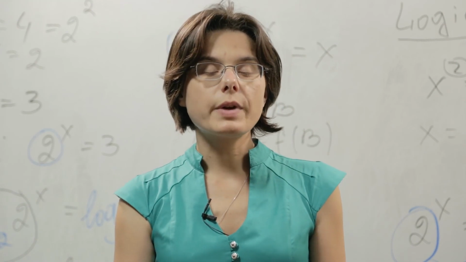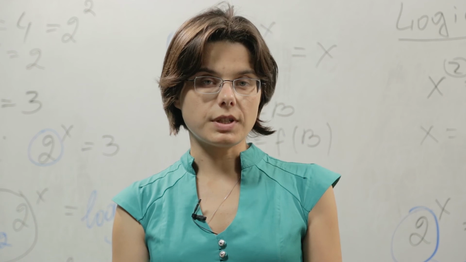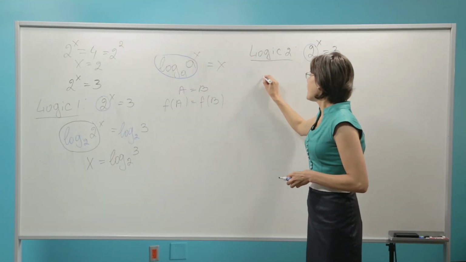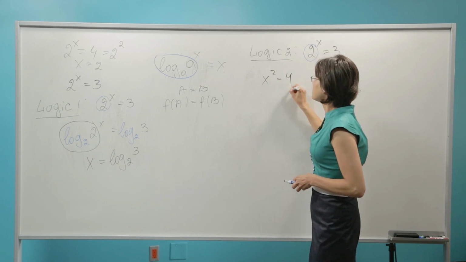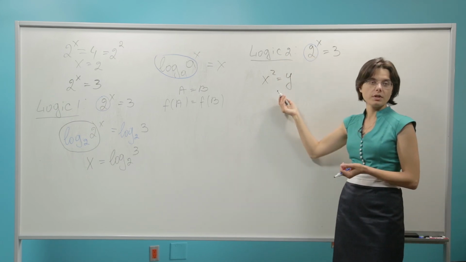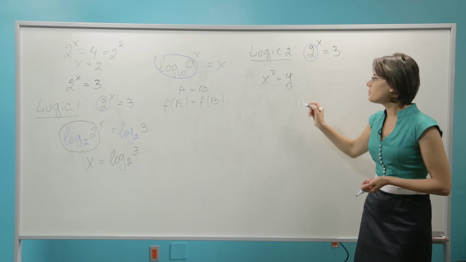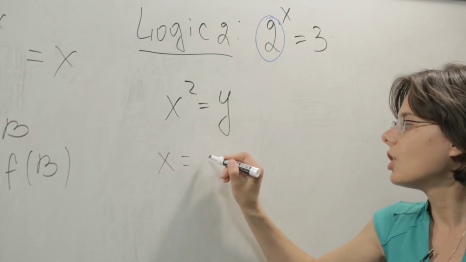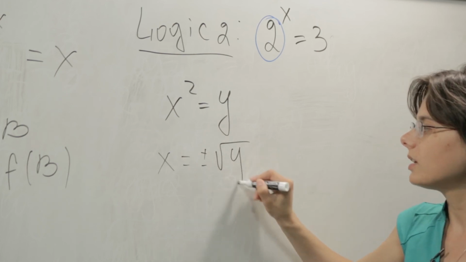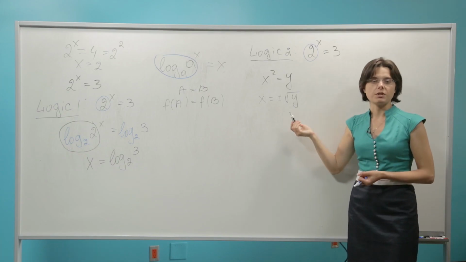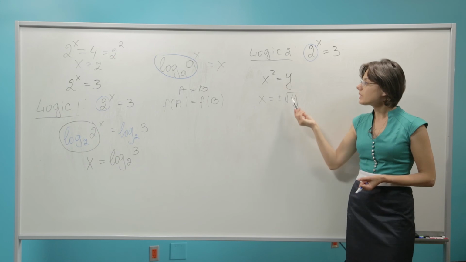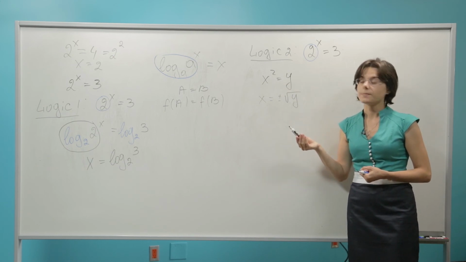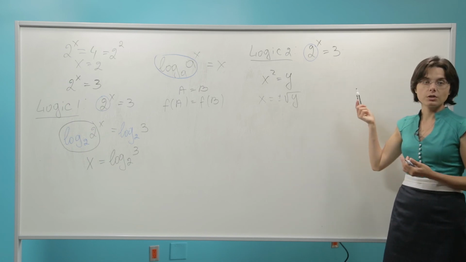Again, we wanted to solve the equation 2 to the power of x is equal to 3. Well, we can think about the following situation. When x squared is equal to y, how would we solve this equation for x? We would take square roots of both sides of this equation, right? So x will be equal to positive or negative square root of y. How do we know that I have to take the square root? Well, x squared and square root cancel each other because they're inverse functions to each other. Same with exponential function and logarithms.